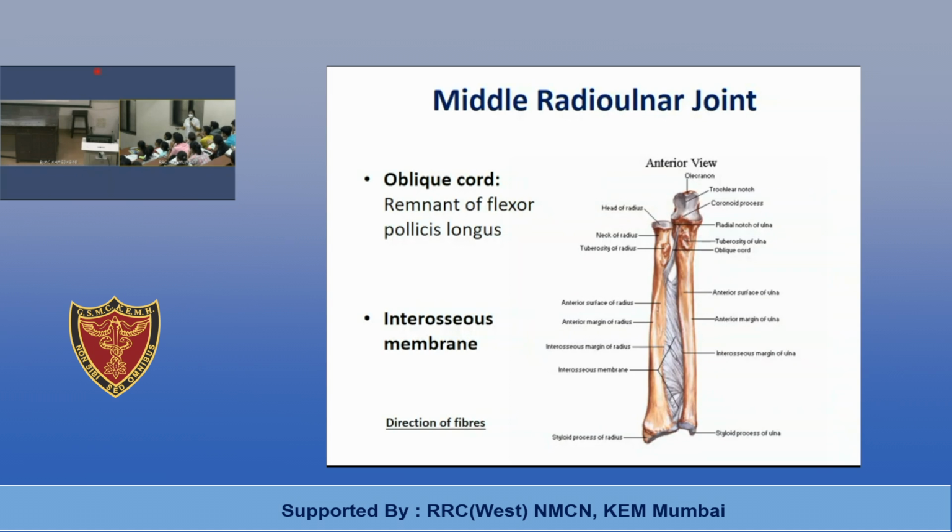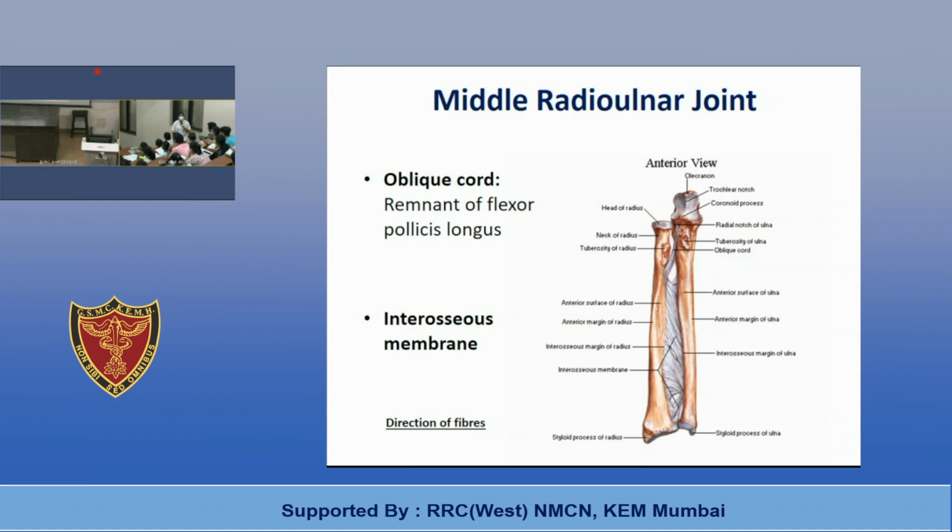Why is there an oval gap? Because you will come across one artery, the anterior interosseous artery. It is a branch of the common interosseous artery, which is a branch of the ulnar artery. This anterior interosseous artery runs along the anterior surface of the interosseous membrane, and after supplying the anterior compartment, it enters the posterior compartment by passing through this oval gap.